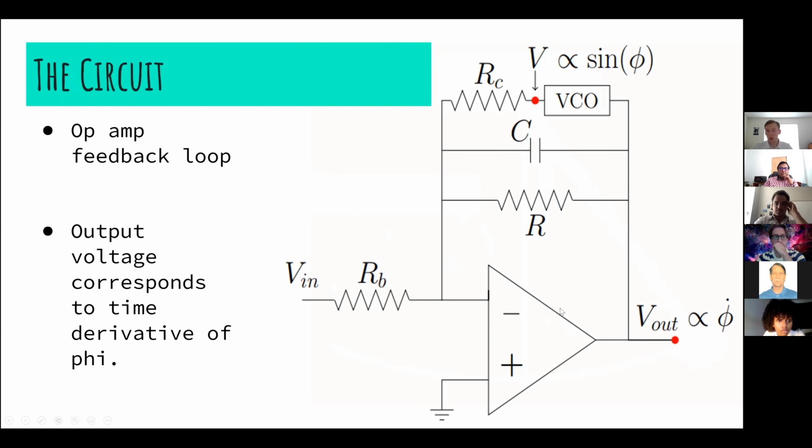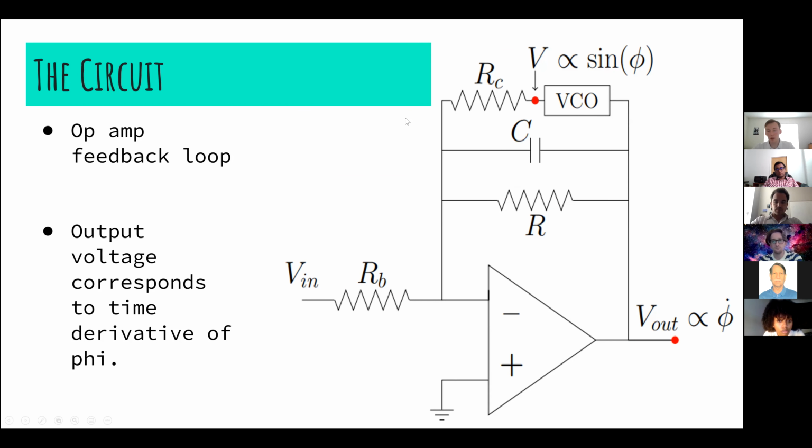To make our voltage controlled oscillator circuit, we took a voltage controlled oscillator and put it in an op-amp feedback loop with a shunting capacitance and resistance. What this does is simulate that same differential equation, and the output is going to be proportional to the time derivative of phi. We also have the voltage here being proportional to the sine of phi.